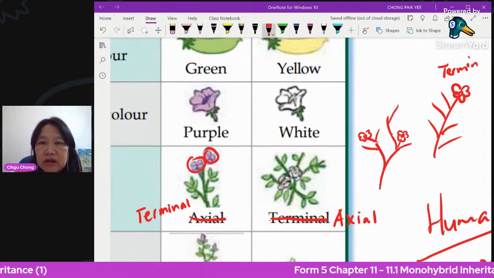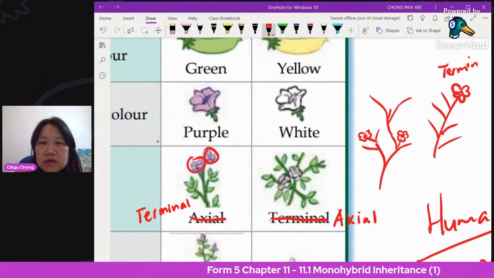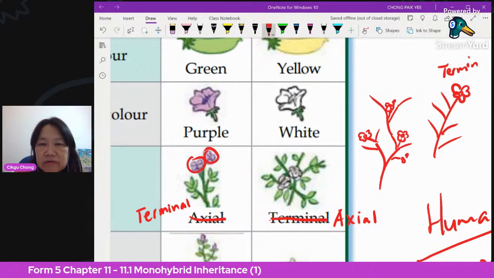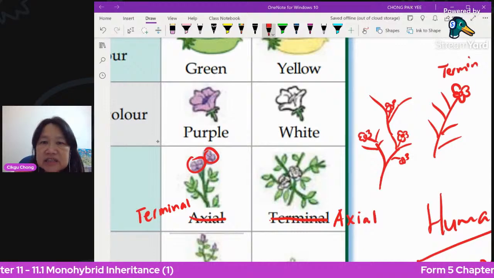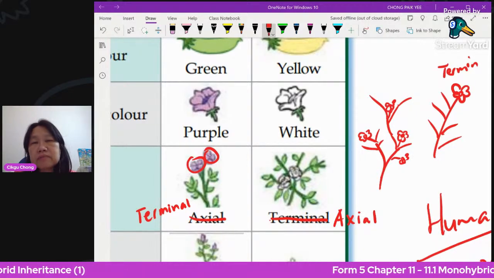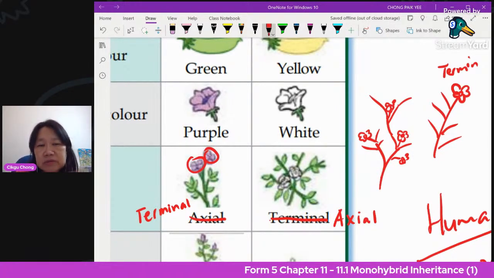Axial means you have a lot of branches and your flower is in the middle here. The flower came out here, not at the tip of your branch. That is the meaning of terminal and axial.